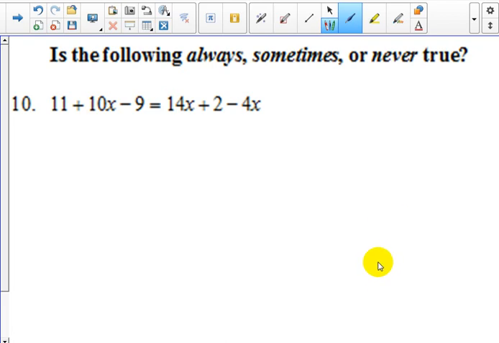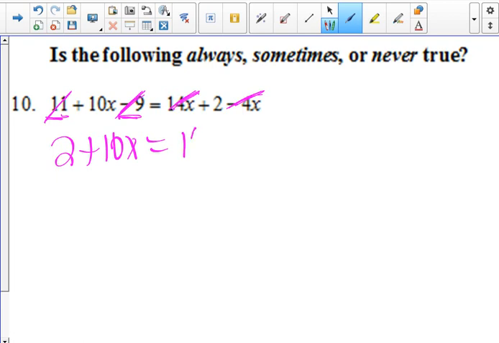Okay, so number 10 says, is the following always, sometimes, or never true? And the one thing we want to do here is just solve for x and see what we get. So I'm going to move the x's to one side of the equation and the constants to the other. So first, let's combine like terms on each side. So I've got an 11 and a negative 9. So let's combine those first, and we're going to get 2 plus 10x equal, and over here we've got like terms of 14x and negative 4x, which gives us 10x plus 2.